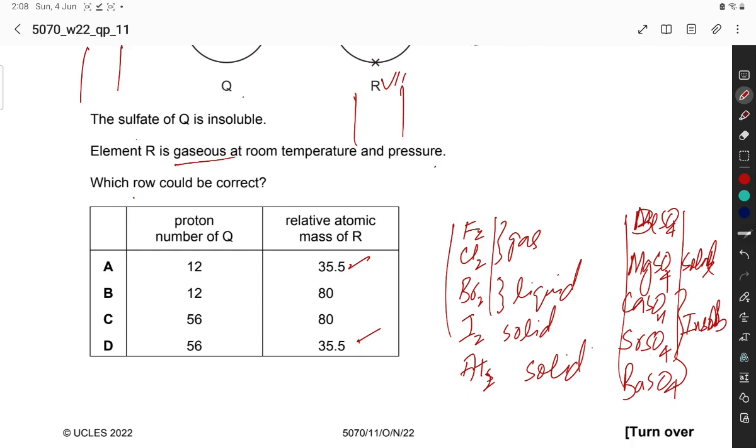So let's check the periodic table. In the periodic table, check the proton number.